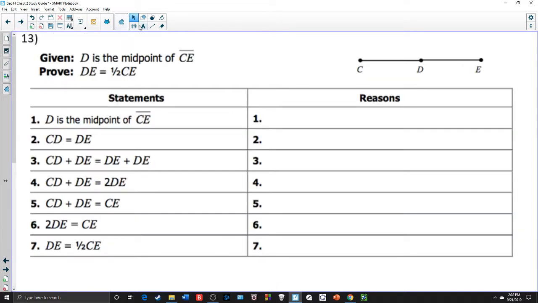So now we get to the fill-in proofs. These are more geometric in nature, but all we have to do first is just fill in the reasons for each statement. And the first reason is almost always our given.